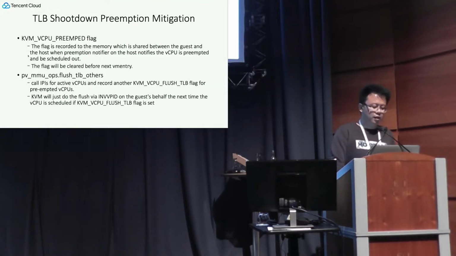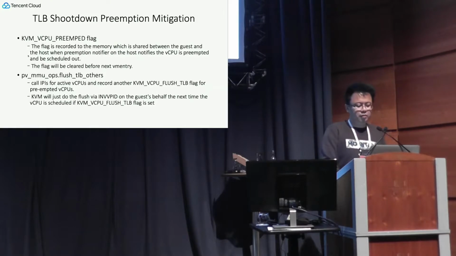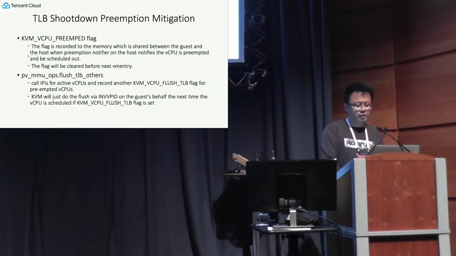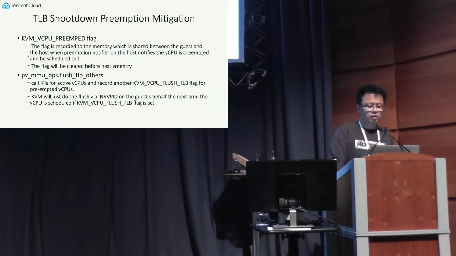So we do a delayed TLB flush here because, at least as long as the vCPU is not in VM entry, the vCPU will not consume the stale TLB mapping, so it is safe to flush the TLB by the hypervisor before the next VM entry.